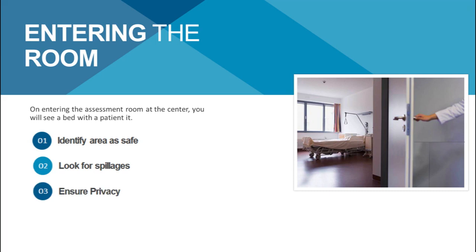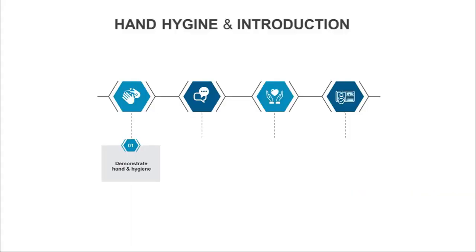Ensure privacy. Ensure privacy is maintained by closing the doors or curtains. Demonstrate hand hygiene. You should demonstrate hand hygiene using the CLIFF 7 steps on entering the room and again on leaving the area. Effective communication. You should ensure that you establish good rapport and effective communication from the first time of meeting the patient. Demonstrating compassion. Smiling and speaking in a warm, considerate way will demonstrate compassion towards your patient.